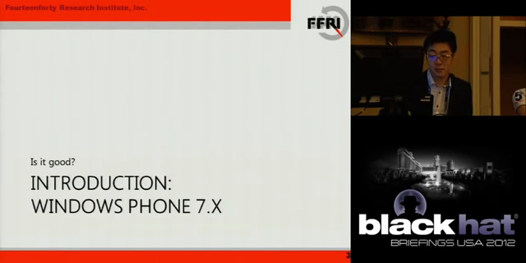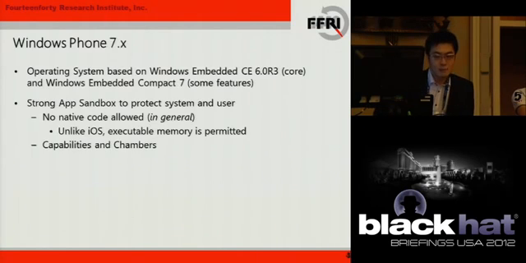First, I need to talk about the Windows Phone 7 overview. Windows Phone 7 is the operating system developed by Microsoft. This operating system is based on Windows CE 6, and it has some special components ported from Windows Embedded Compact 7.